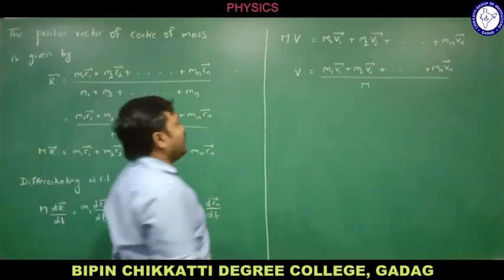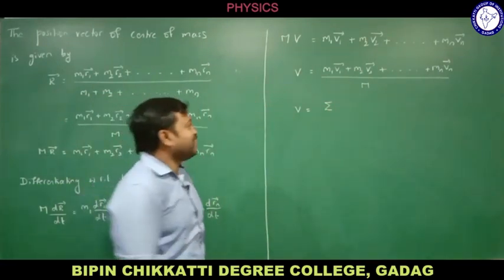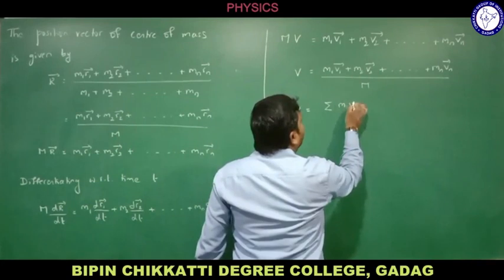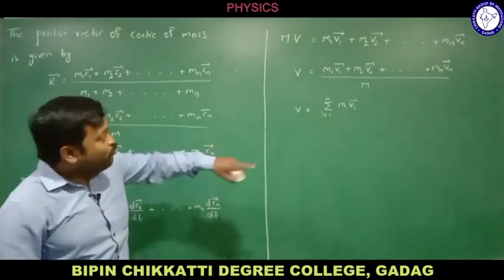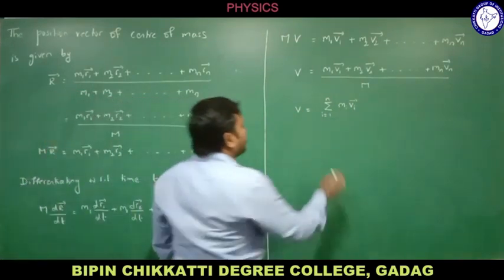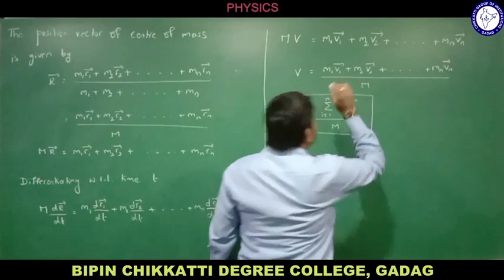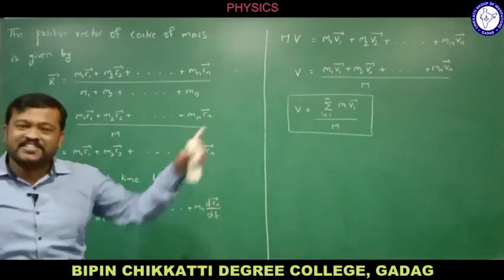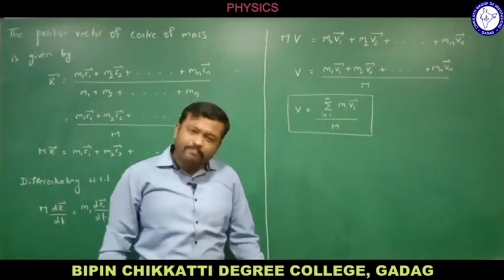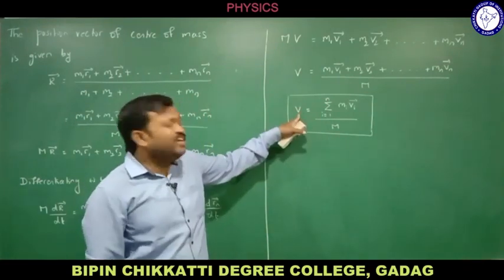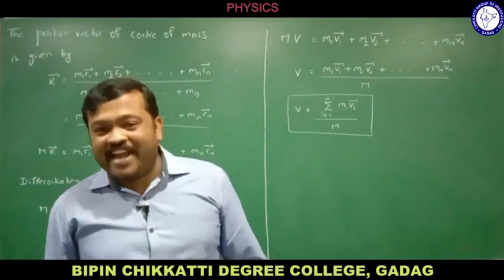Let me bring M to this side because we want velocity. So the velocity V is equal to, in terms of summation, the sum of mi vi vector, where i starts from 1 and ends at n, whole divided by M, where M is the mass of the system. This is the expression for the velocity of the center of mass, where V is the velocity of the center of mass. This is how we calculated the expression for velocity. Next, what do we need to calculate?